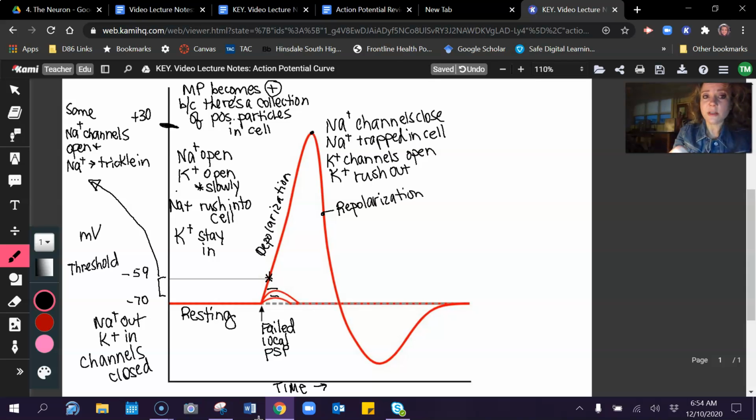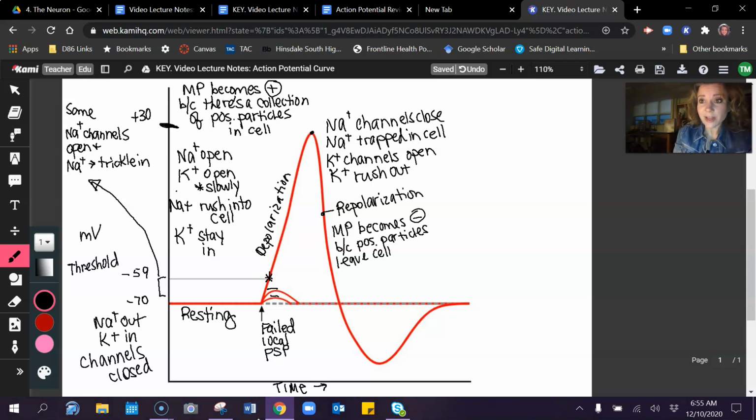During repolarization, the membrane potential, MP, becomes more negative. Why does it become more negative? Because positive particles, our potassium ions, are leaving the cell. And so that's going to cause our downward curve on our action potential graph. So this is called repolarization.